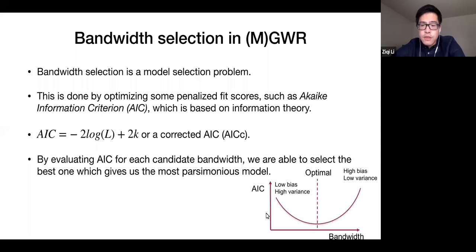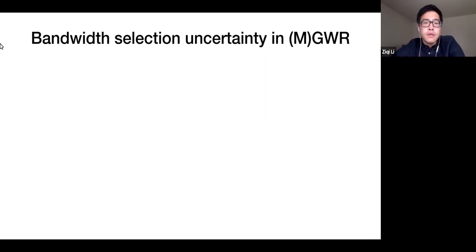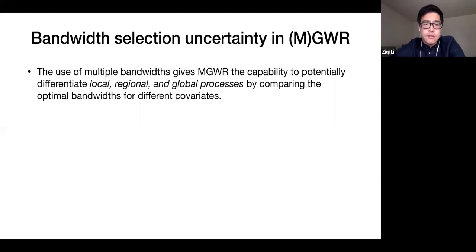This is a very general diagram: AIC will first drop as bandwidth increases, and then bounce up when the bandwidth goes beyond the optimal. We're trying to find the optimal bandwidth here. However, the selection of the bandwidth is subject to uncertainty. This is particularly interesting and important under the multi-scale geographically weighted regression framework, because we are getting covariate-specific bandwidths, like multiple bandwidths.